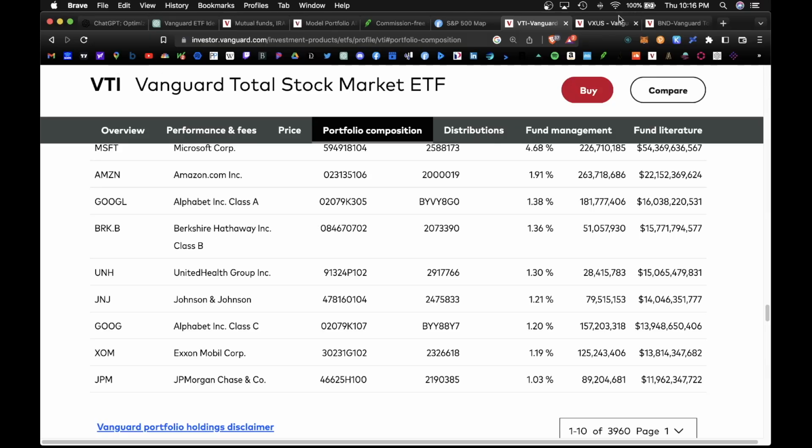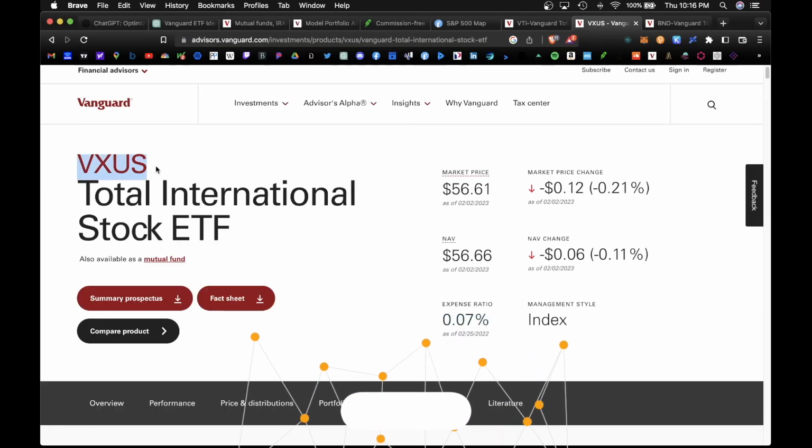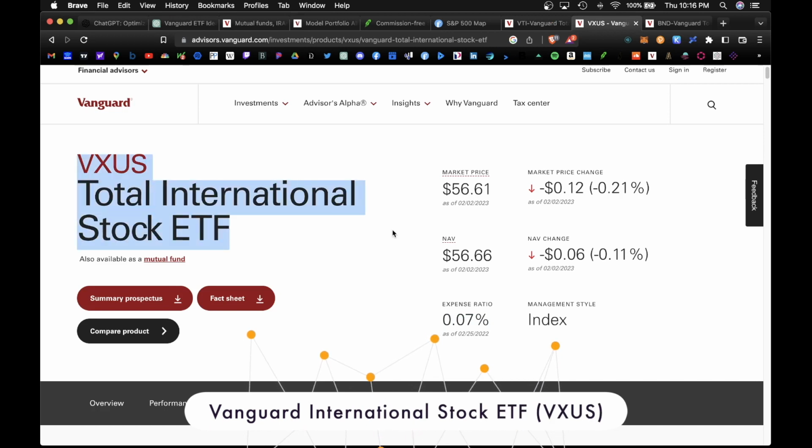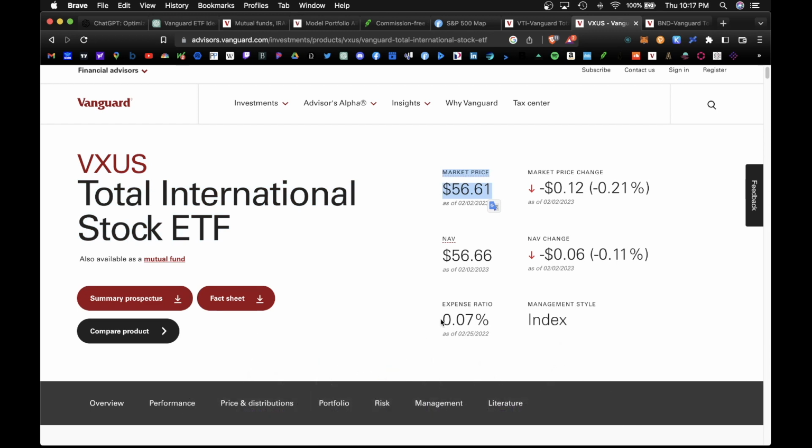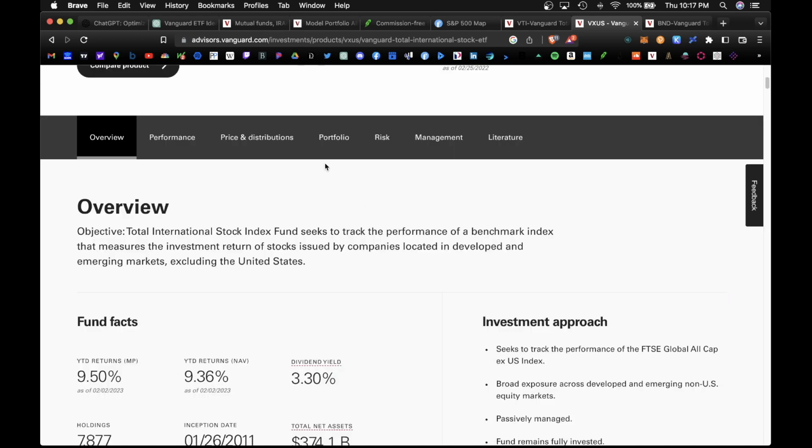Cool, so that's VTI. Let's dive deeper into the VXUS. This is the total international stock ETF with a current market price of 56.61, expense ratio of 0.07. So for every $10,000 invested into this fund, that's only a $7 maintenance fee. And let's look at the portfolio.